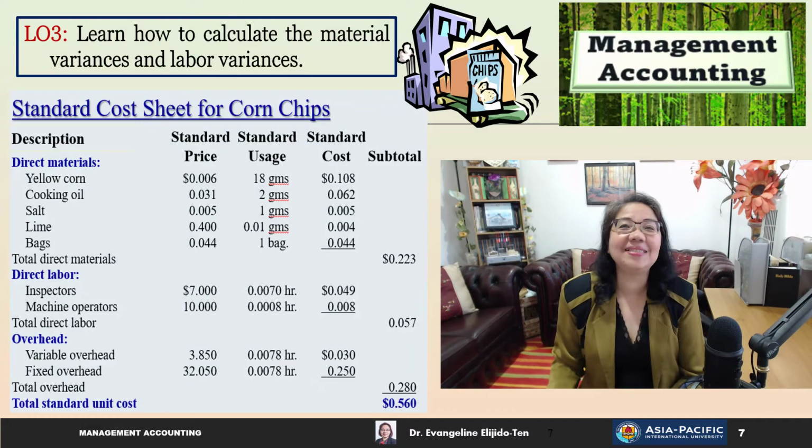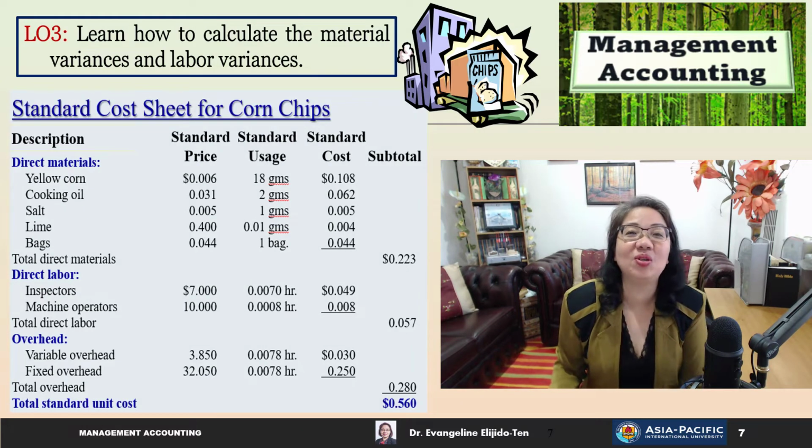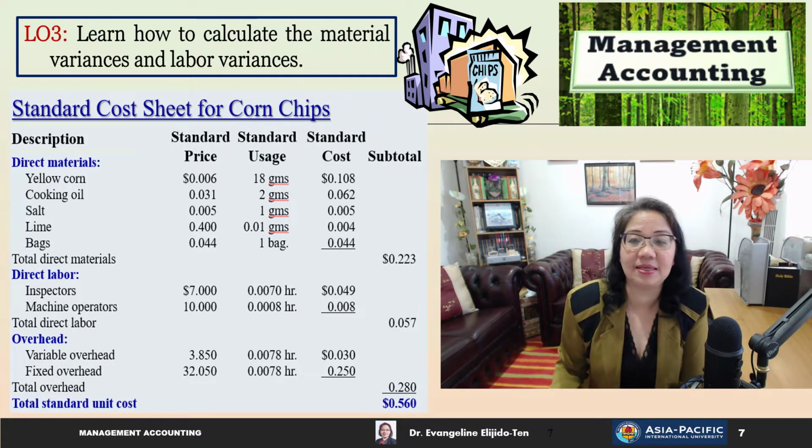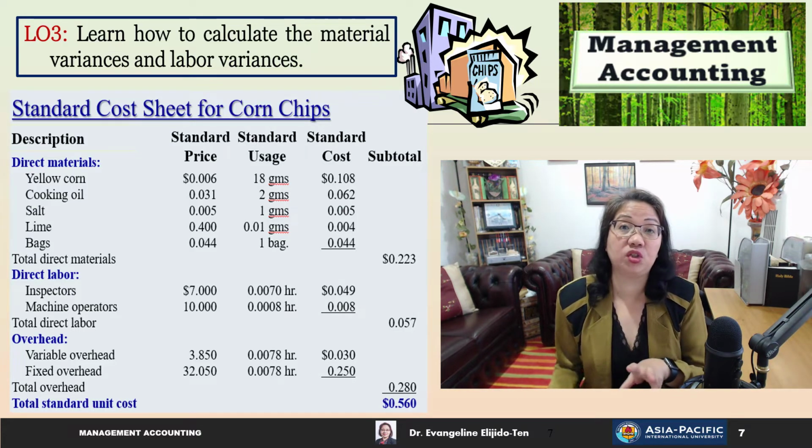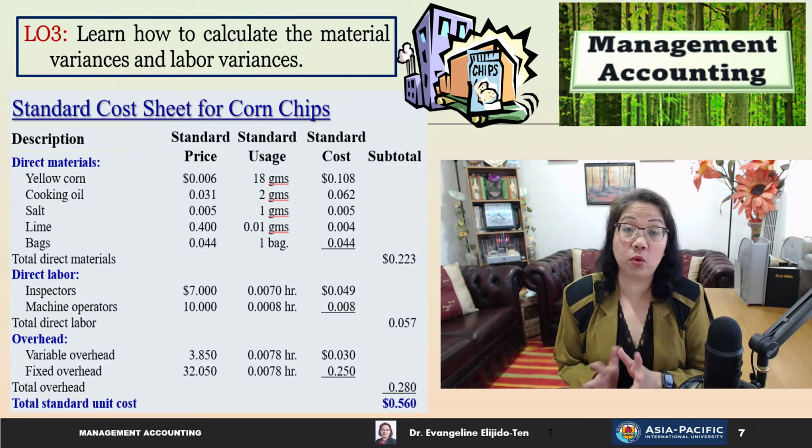All right, so now let's move on to learning objective 3. This is where we will learn how to calculate direct cost variances, direct material variances, and direct labor variances. We will use a corn chip manufacturer as our example for this.